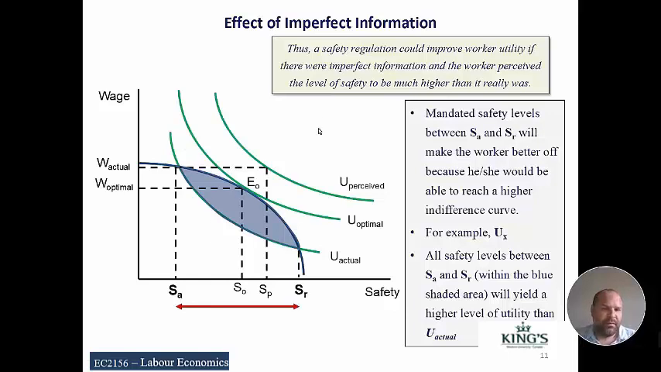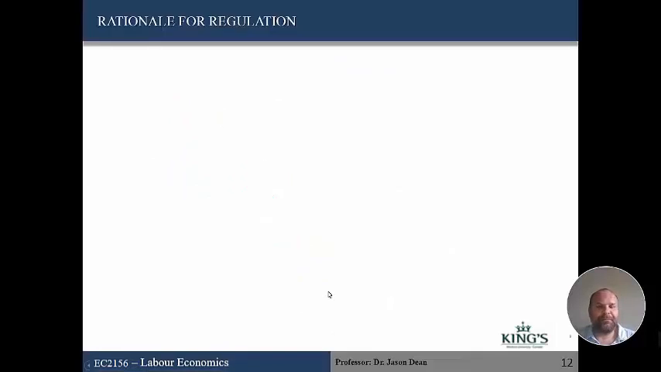Another example would be, say, SX. If the government decided to mandate SX, then the worker would be here. The firm would offer this wage and safety combination. Well, they'd have to offer this safety level. And so then the worker would be at a higher indifference curve. Okay, so again, all the safety levels between SA and SR, any of these, if they were mandated in this situation, would improve the utility of the worker.